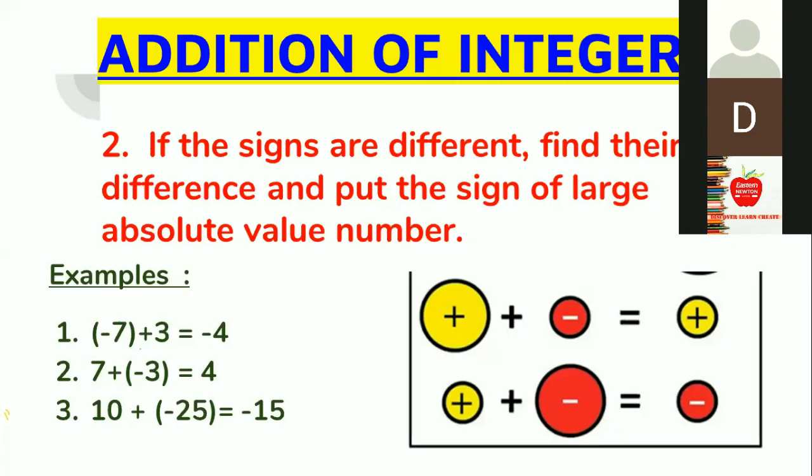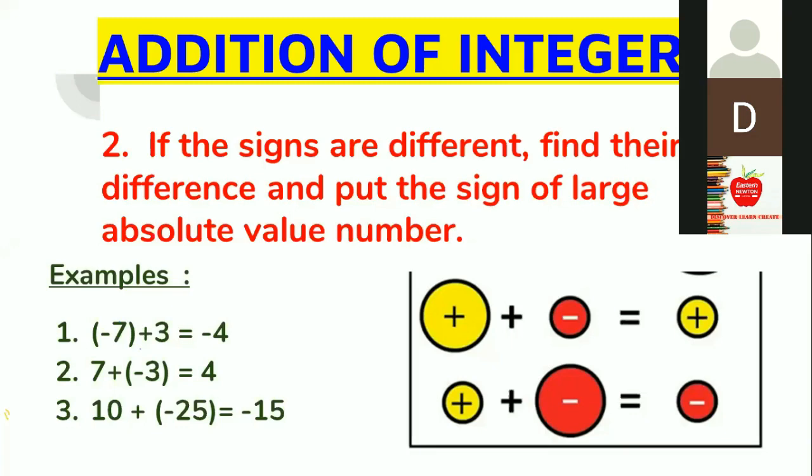The second example is also similar. 7 plus -3. You simply subtract the small number from the large number. 7 minus 3, you will get 4. And the large number is what? Positive. The larger absolute value is positive, so the answer is positive. For a positive value, there is no need to put the sign. If you put the sign also, there is no error. Positive 4 or 4, both are the same.